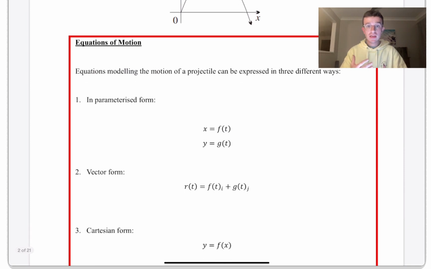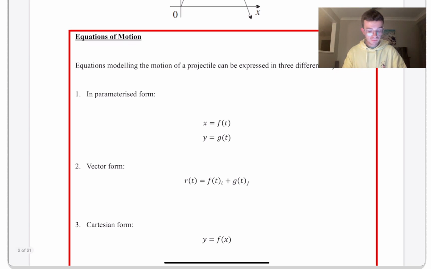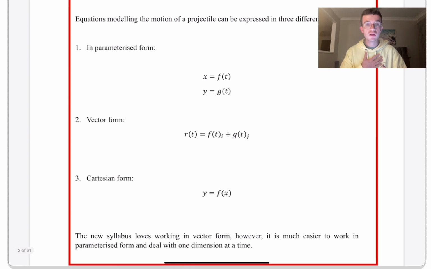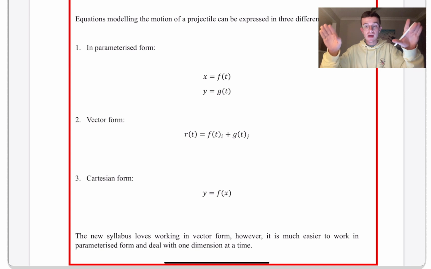So we can express our equations of motion of projectile in a number of different ways, and in this course we're going to learn of 3 different ways to express them. Number 1, which is my favourite, is the parameterized form. The parameterized form gives you equations for the x displacement, velocity and acceleration, as well as the y displacement, velocity and acceleration. The advantage, and why I like the parameterized form, is it allows you to work with 2 different dimensions at 2 different times, and it makes it easier in terms of the maths.